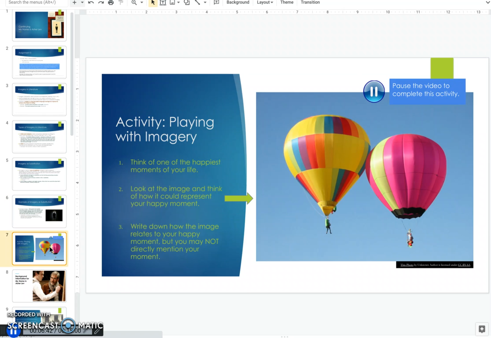To help you really understand symbolism, I want you to do a quick activity. First, think of the happiest moment of your life, and then think about how this picture of these two hot air balloons could represent that happy moment in your life. Then, in a few sentences, write down how this picture could be a symbol for that happy moment. But you cannot directly mention your moment. Maybe you'll talk about feelings of elation or daring or what have you. But you must use the symbolism of this picture to describe that moment.